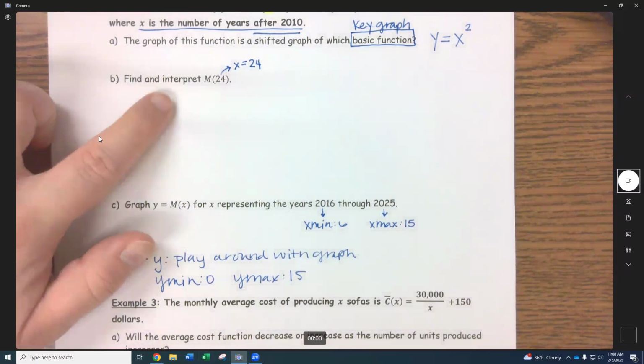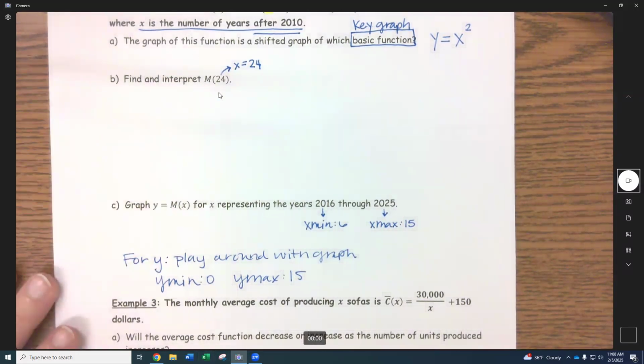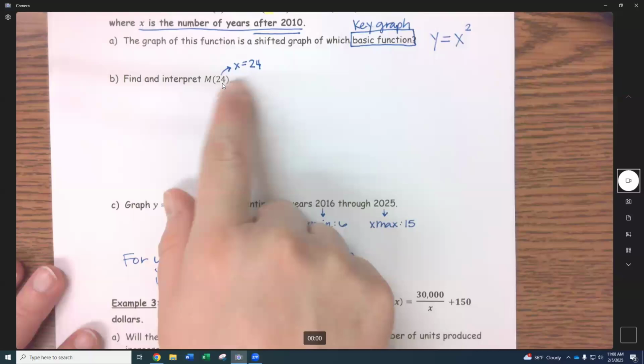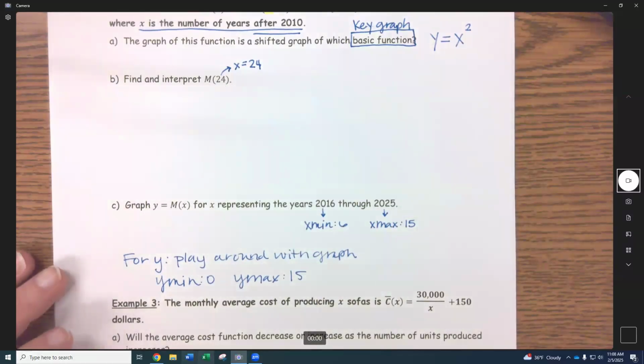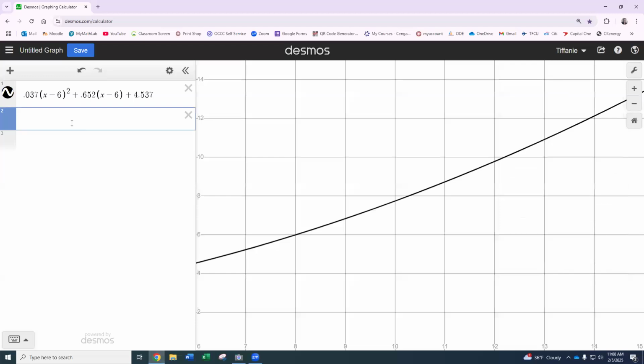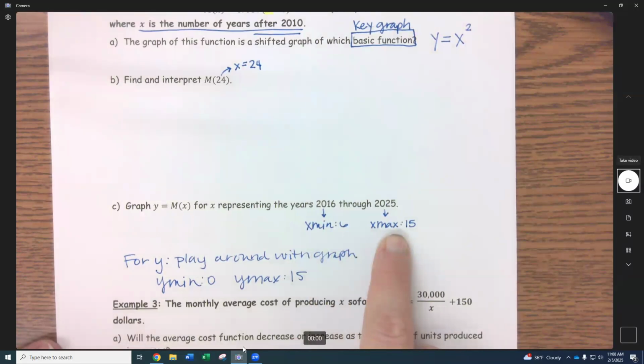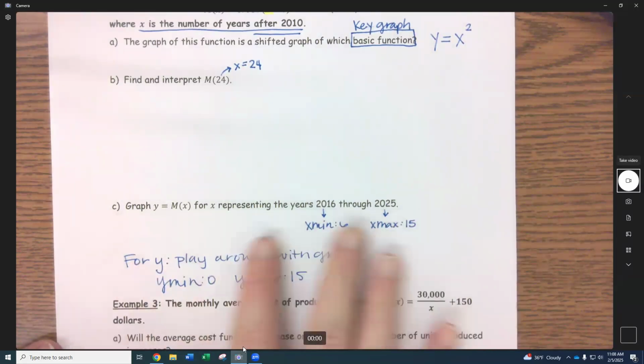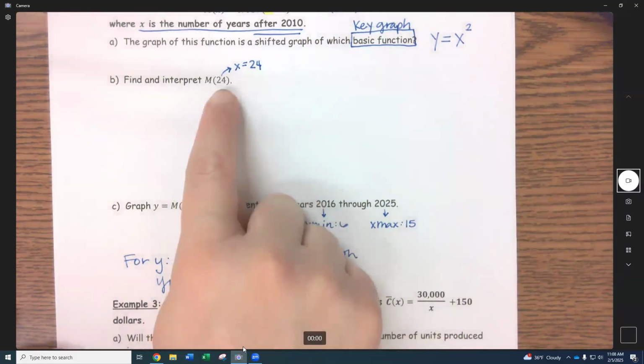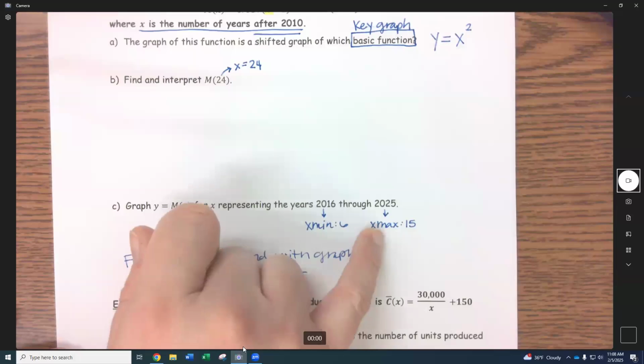So now I need to find and interpret M of 24. So we've already established that in function notation, this means my X equals 24. So in Desmos, I will do X equals 24. Okay, well, interesting. Why do I not have that on my graph? Well, what we have right now is a graph of an X min of 0 and an X max of 15. This is the graph you're going to look for on part C when you're picking your multiple choice graphs, right? But if I need X of 24, I need to expand my X max out.